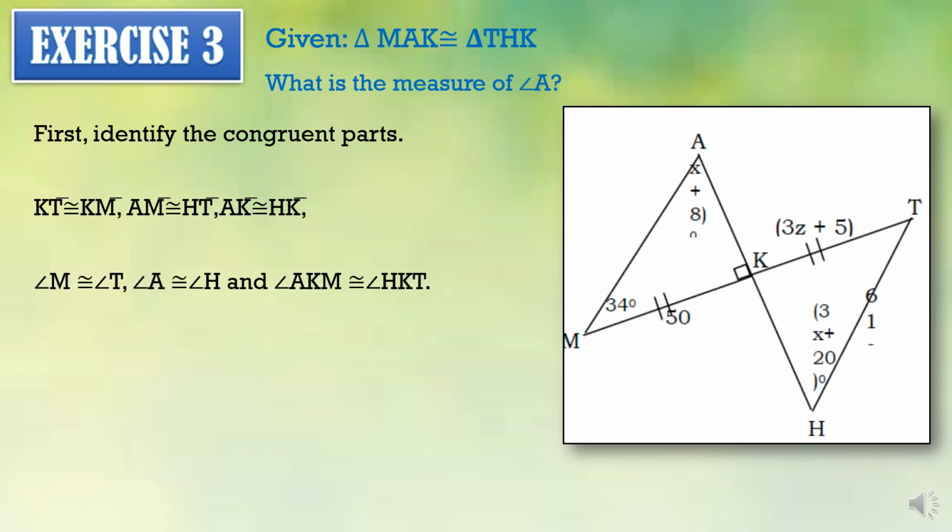So with the angles, angle M is congruent with angle T, angle A is congruent with angle H, and angle AKM is congruent with angle HKT. If angle A is congruent with angle H, then the measure of angle A is equal to the measure of angle H. But we're not yet finished in finding the measure of angle A. So, we have to continue with the next slide.